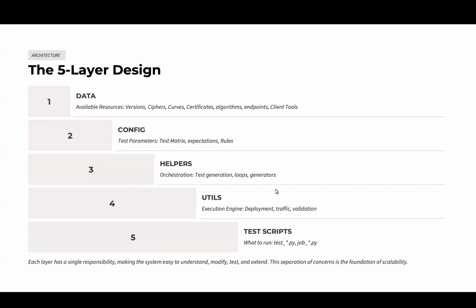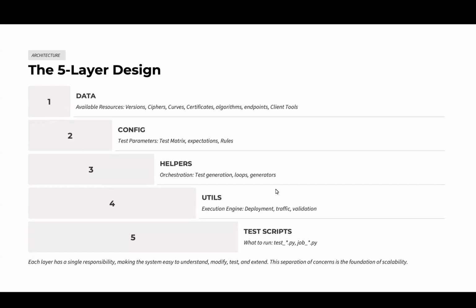And also the rules. Whatever middle box you have, it has its own variation in how it processes the traffic, so you need to define what kind of rules. Is it going to allow, is it going to block, or how is it going to act on particular traffic when you send it? So all those rules will go under the second layer, which is the config layer.